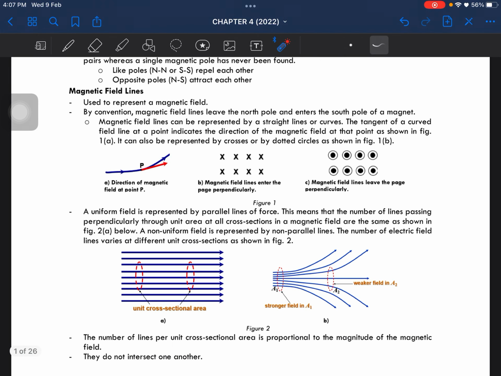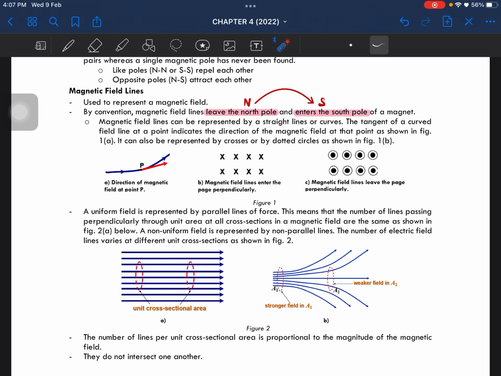Okay, so magnetic field lines are used to represent the magnetic field. By convention, the magnetic field leaves the north pole and enters the south pole. Please always remember that when you are trying to draw the magnetic field lines: from north to south always. It can be represented by straight lines or curves. The tangent of the curve, which is this one here, indicates the direction of the magnetic field.